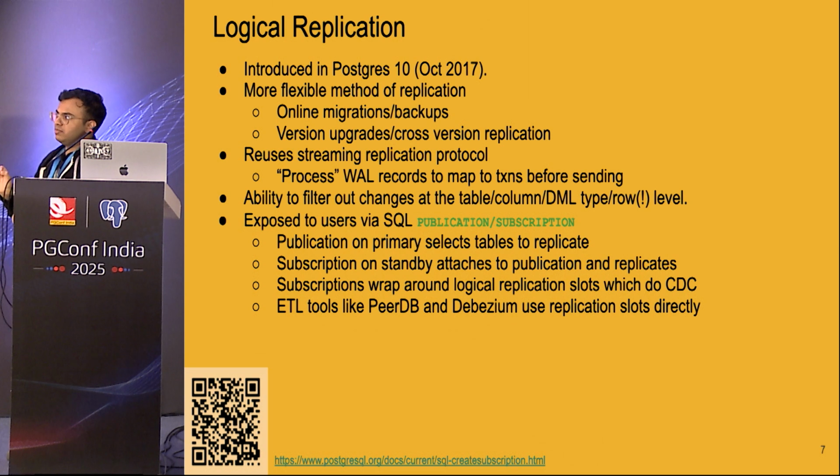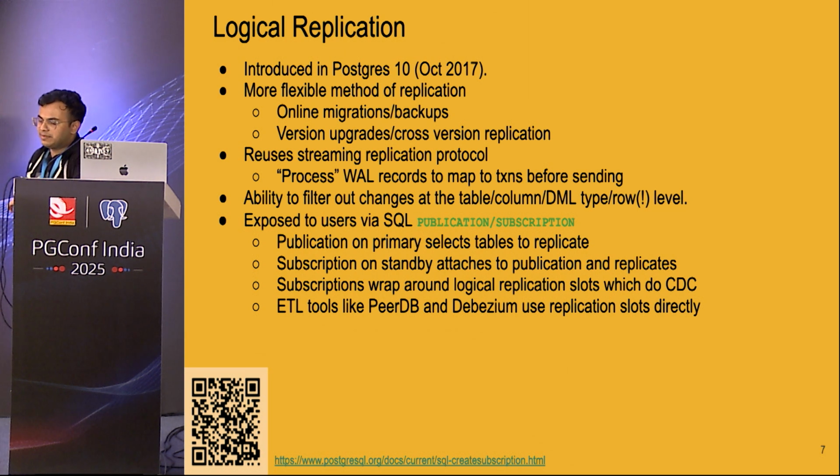This protocol is used, but instead of sending the raw WAL records, it processes the records. We'll get into what the processing is later. The WAL records are processed to map to transactions before they're sent to the destination, the subscriber. Because of this processing step, you can filter out changes at the table level. So if I don't want to move one table to the destination, I can do that. I can filter on the column level. I can even filter individual rows in a table out if needed via logical replication. It's a pretty powerful feature like that.